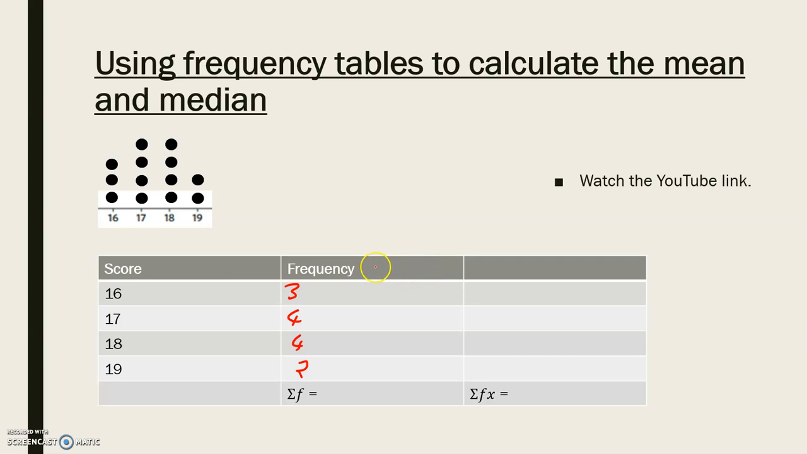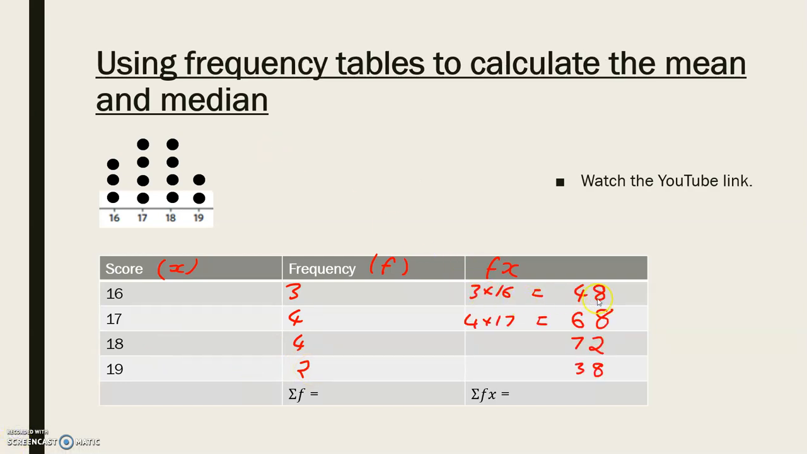So what we do is we call this column F, frequency. We call this column X, which is the score or weight or height or whatever you manage to use your variable as. And in this one here, we call this Fx, which is F times X. So we find out this column by doing 3 times 16, this column by 4 times 17, this column 4 times 18, this column 2 times 19. So I've filled that column in with those numbers. You don't need this part here written in, you just need what F times X was. I've just put them there to help you know where they've come from.